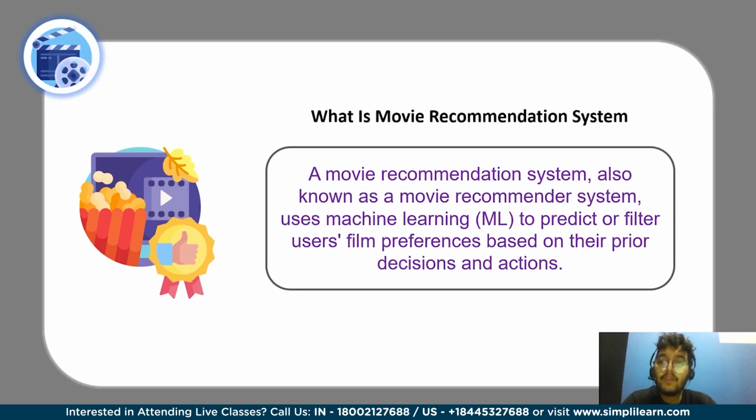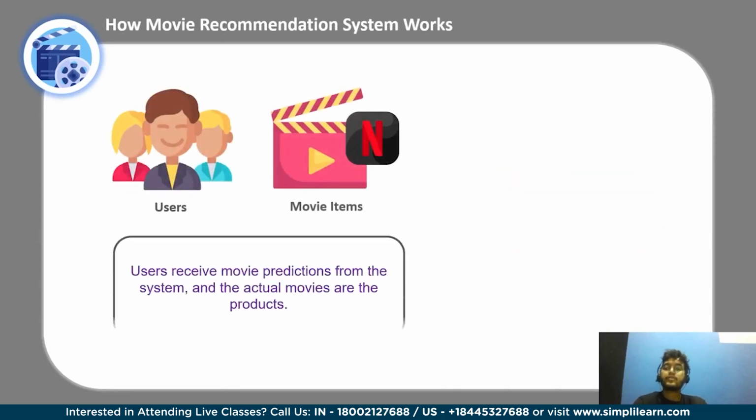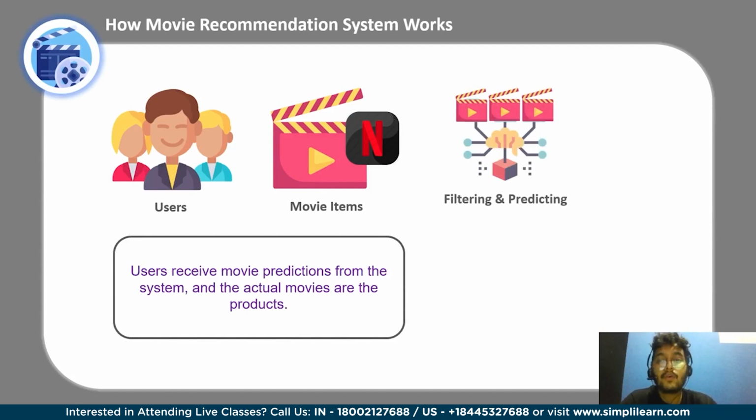So, after seeing what is movie recommendation system, let's move forward and see how movie recommendation system actually works. A movie recommendation system's fundamental idea is pretty straightforward. Every recommender system primarily consists of two components, users and items. Users receive movie predictions from the system and the actual movies are the products. Filtering and predicting only the movies that a matching user is most likely to wish to see is the main objective of a movie recommendation system.